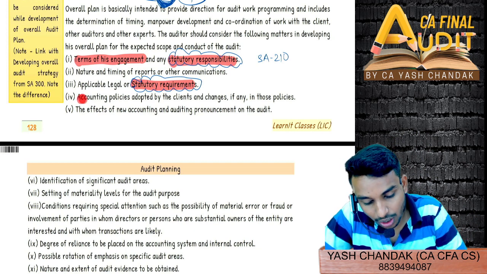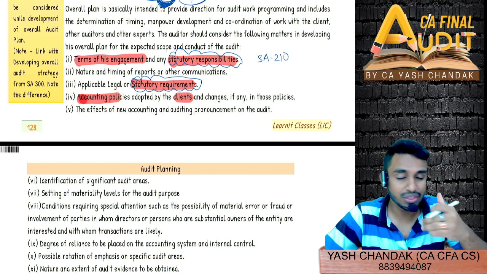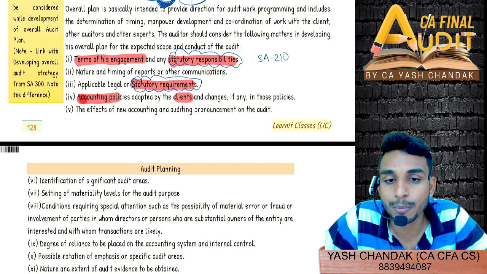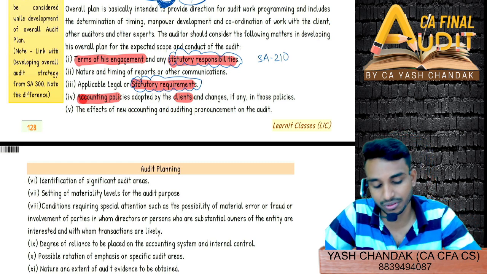Then what all accounting policies are adopted by the client and what changes are there. So you'll have to determine whether these changes were for a proper and just reason, that is, you have to obtain proper justification from the client for the changes in the accounting policies.